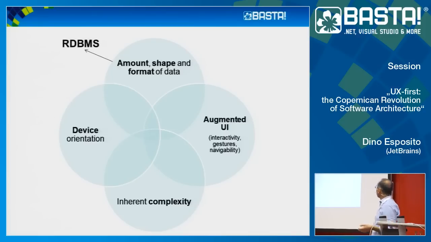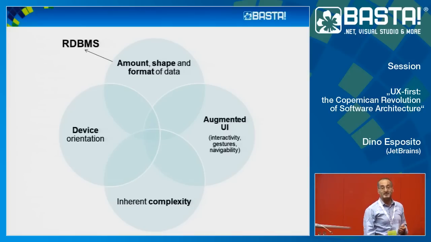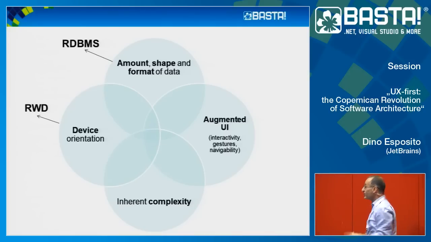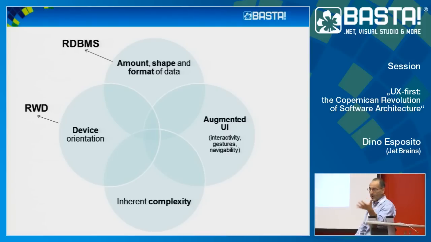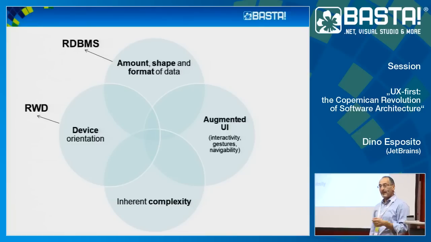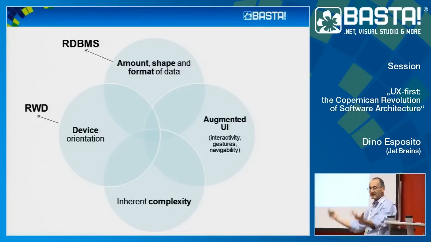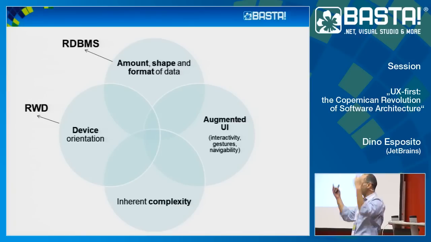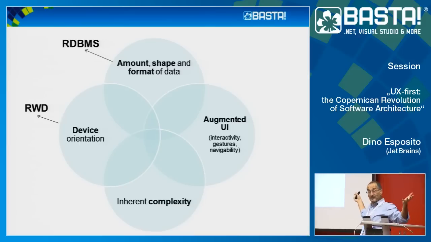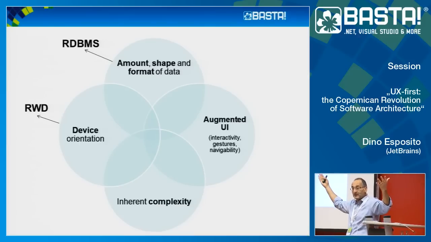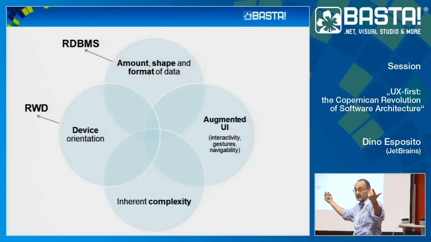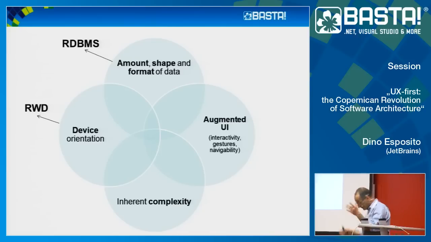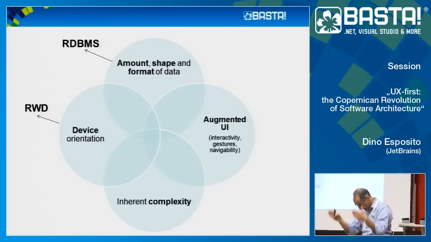So now, amount, shape, and format of data mostly means today relational database management systems. We think we could address effectively device orientation, so the need of having our software, mostly web software, to display through a variety of devices using responsive web design, because I heard some guru who told me that with responsive web design, you write a single set of web pages and you're done. Magic of CSS media queries, you can have any screen size and it just works. Yes, except, it's one website, fine, totally right. It works on any screen size, but it downloads the same amount of data.